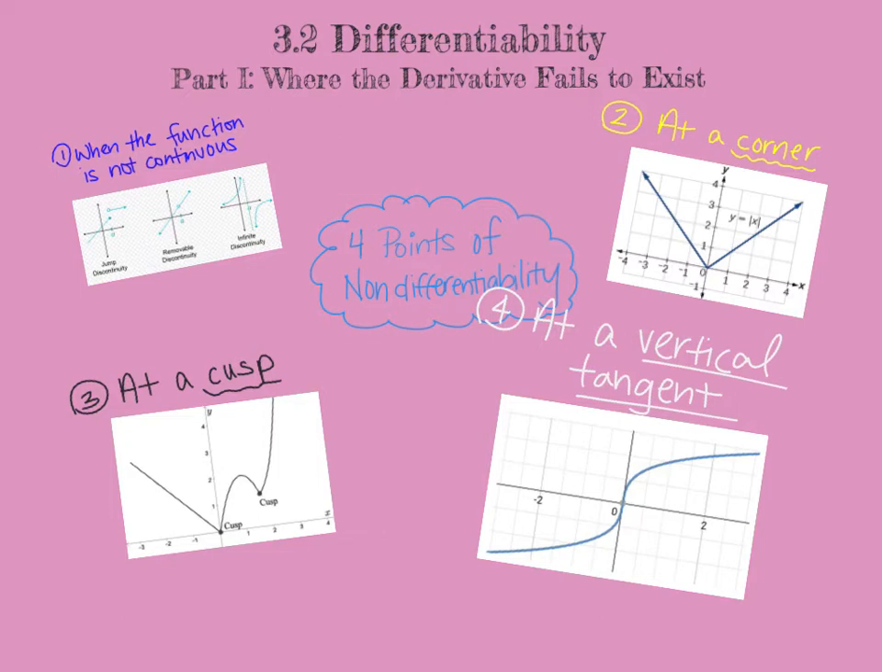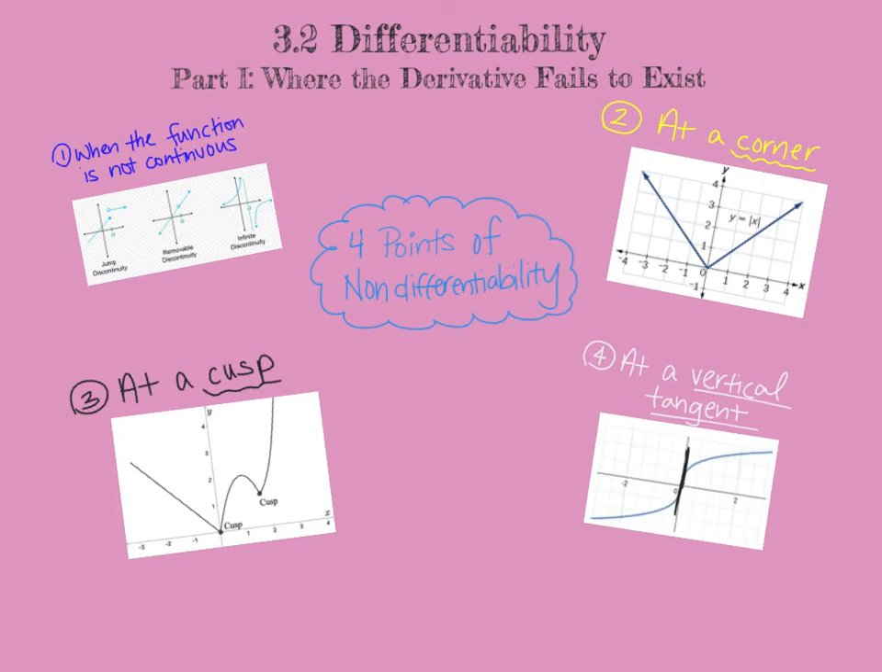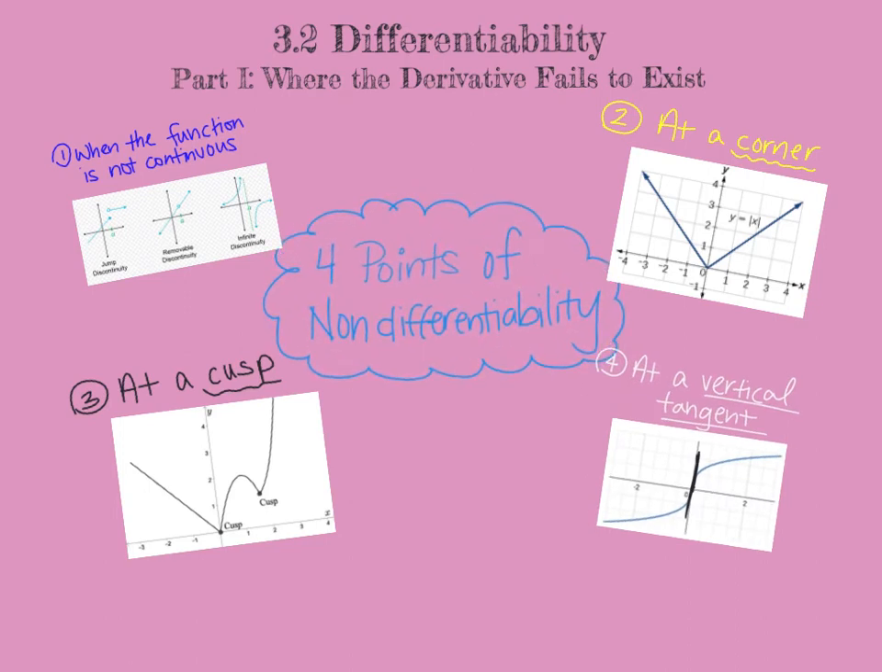We see that this graph here is actually the graph of the cube root of x. If we were to draw a tangent line when x is 0, that tangent line would actually be vertical. So these are the 4 situations in which we would have a point on the graph of our function that is not differentiable.